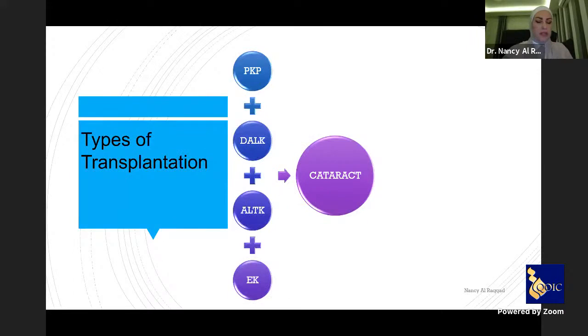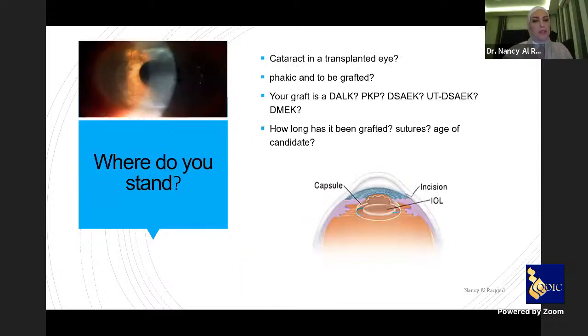We have to highlight what kind of transplant the eye got, whether it's a penetrating keratoplasty, a deep anterior lamellar, an automated or anterior lamellar therapeutic keratoplasty, or an endothelial keratoplasty. And it's important also to highlight where we stand. So are we dealing with cataract in a transplanted eye, or is it a phakic eye that has to be grafted? Is my graft a DALK, a PK, a DSEK, an ultra-thin DSEK, or a DMEK? And how long has it been grafted? Are there sutures or not? And what's the age of the candidate?